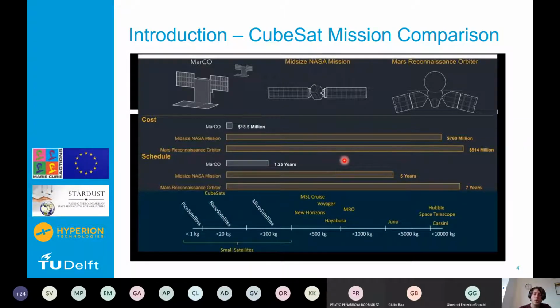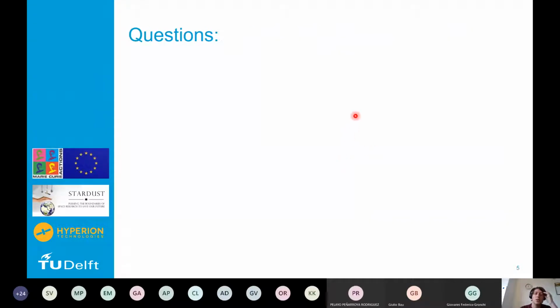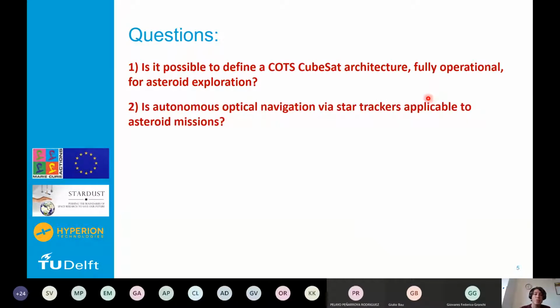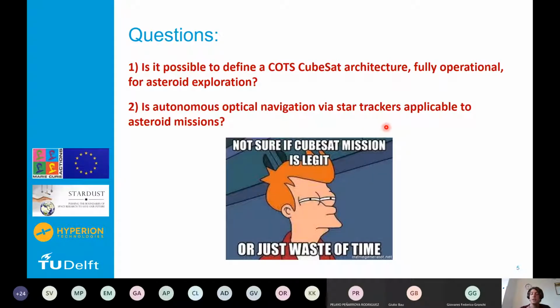So now that you know what a CubeSat is, I would like to introduce my presentation, and I would like you to keep in mind two main questions that I will try to answer during the presentation. The first question is: is it possible to define a commercial off-the-shelf CubeSat architecture fully operational for asteroid exploration? While the second one is: is autonomous optical navigation via star trackers applicable to an asteroid mission? So what I'm basically trying to do is show you that CubeSat missions are not a waste of time.